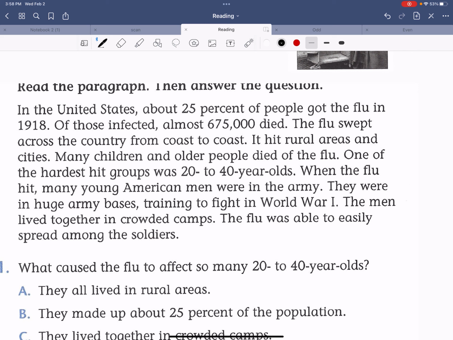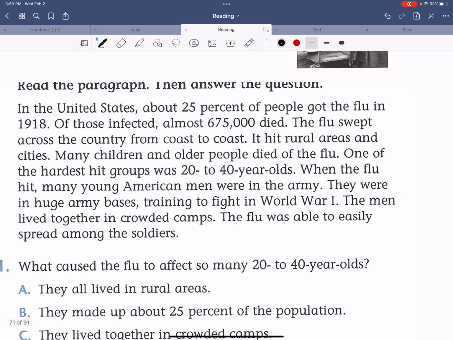Again, is the author of this passage an eyewitness to this event? He's not. He's talking still about those events of 1918. So this is a secondary source. This passage was written in 2020. I believe this book was published then, so this is well after the event that's being described.